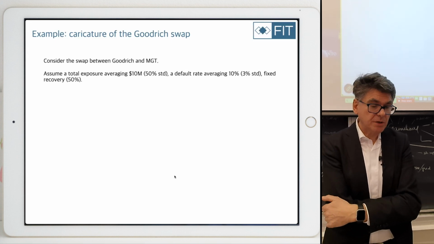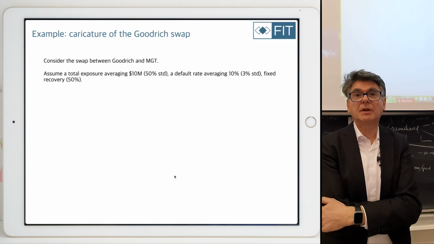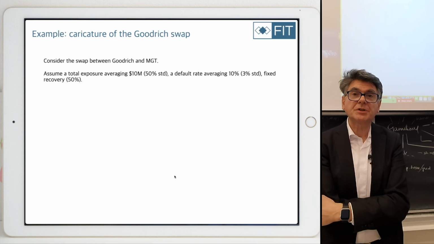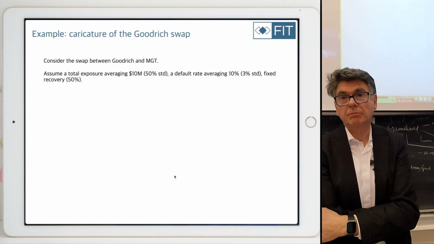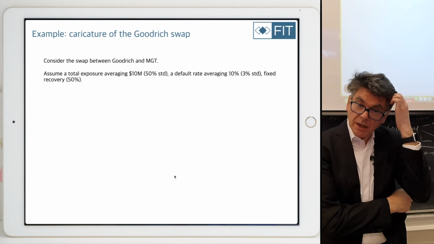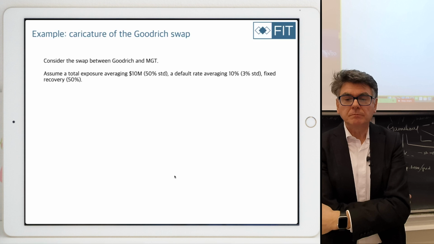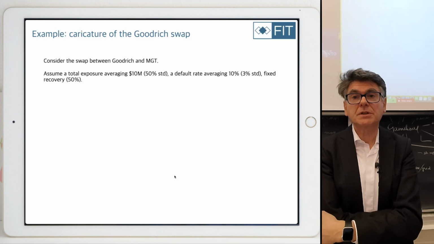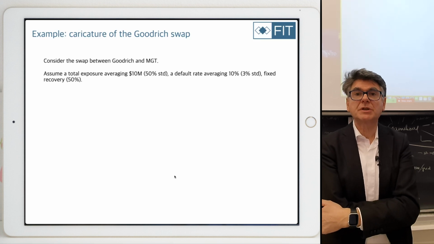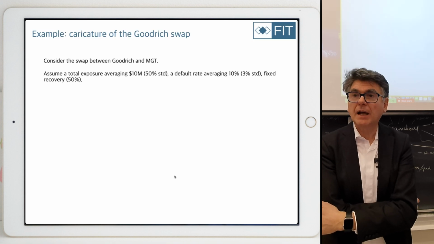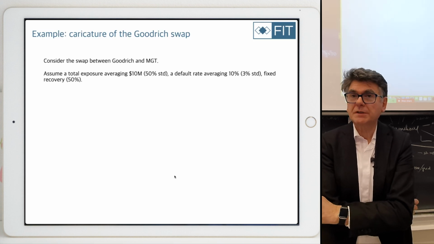50% standard deviation. It's a swap, and the exposure for a swap can really vary a lot, depending on where interest rates go. So a 50% standard deviation, or the way we think intuitively, is exposure can have two possible values of 5 and 15. And a default rate, which is 10% on average, but with a 3% standard deviation. So it could be anywhere from 7 to 13. And the recovery rate is fixed at 50%.